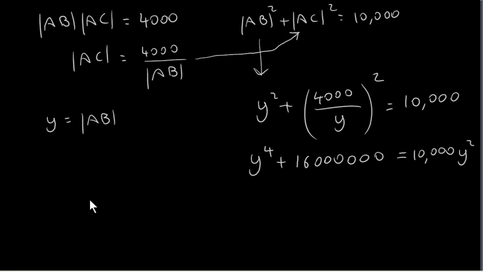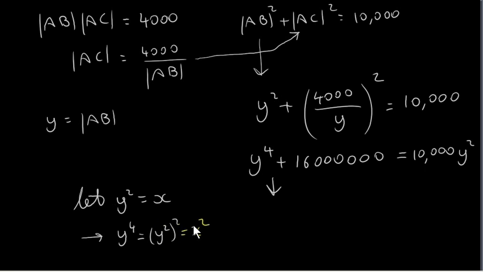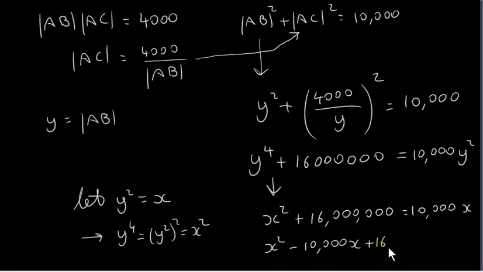So we just let y squared equal x. If y squared is x, then y to the power of 4 is got by squaring y squared. But that's just the same thing as squaring x. Okay, so y to the power of 4 is just x squared. And we have 16 million. And on the right hand side we have 10,000 y squared, where y squared is x. So now you see we have a quadratic equation in x, but we must keep in mind that x is y squared because we need to get y. So remember, y is AB. Okay, so we need to solve this equation, so we need to get it into standard form.